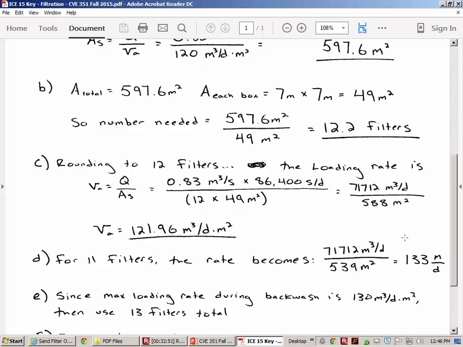Yeah, so there's 11.2, but then there's also the one that's offline being backwashed, and then you have to round up from there. So that's what makes it 13.